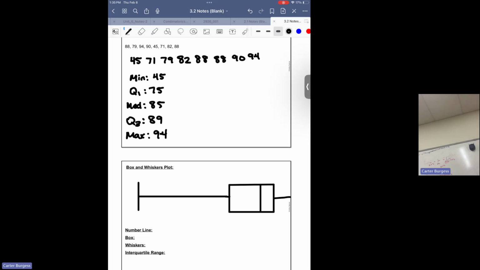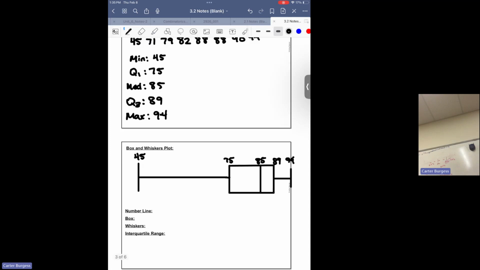14 out of 80, right? So, wait, for the lower one, do we include like 82? Yeah, so you would include 82 in the lower and you would include 88 in the upper. Yep. So this is 45, 75, 85, 89, and 94.